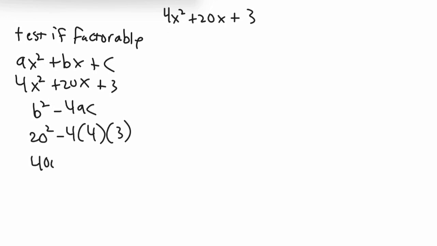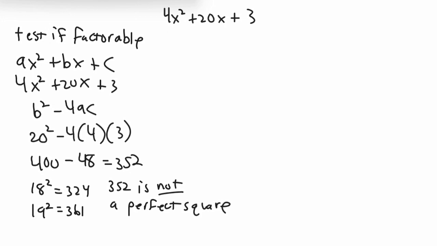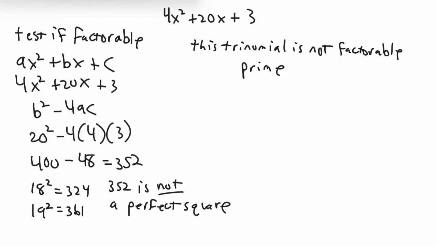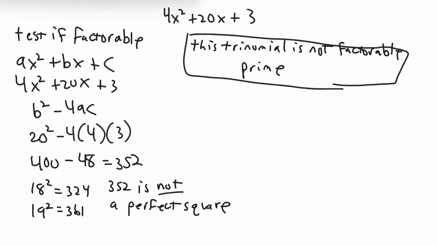So we got 400 minus 48. That is 352. Okay, so as it turns out, 352 is not a perfect square. 18 squared is 324 and 19 squared is 361. 352 falls between those two, so it cannot be a perfect square. So this trinomial is not factorable. Another term for it is prime, so you can call it prime.